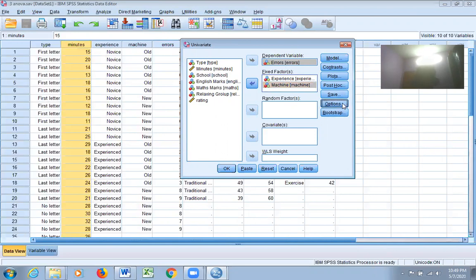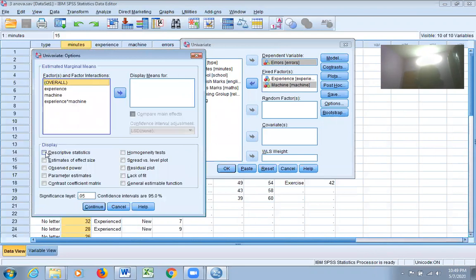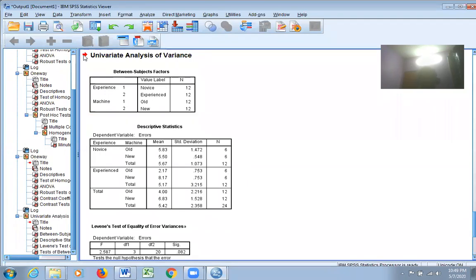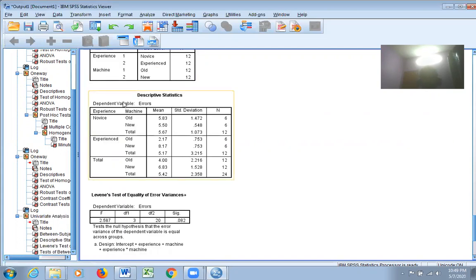Fine. I click Options. I want descriptive statistics, mean, median, and standard deviation. I want the homogeneity test. I selected these two things to be displayed. I click Continue. And here, once options are selected, and I'm going to conduct this two-way ANOVA, click on OK. You can see now the results have come. The first table tells how many respondents, and the second table is descriptive statistics.